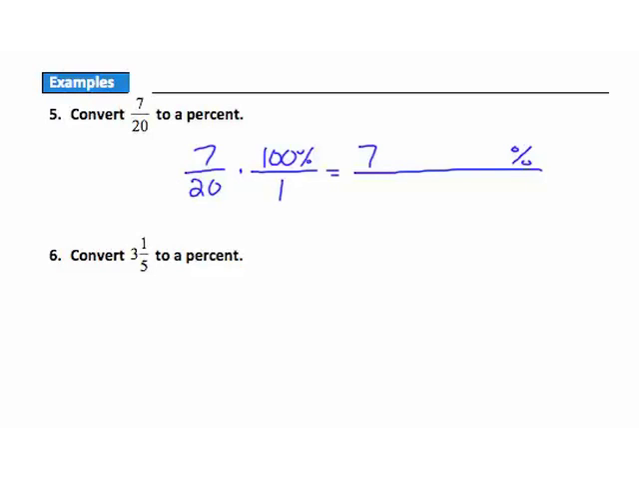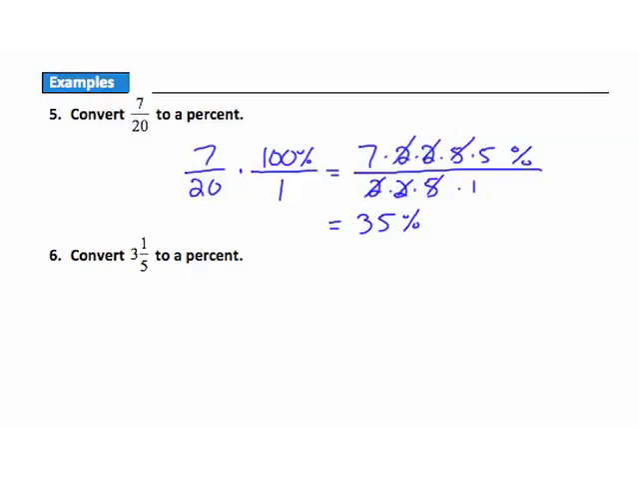7 is prime. 100 is not, and I'm thinking 4 times 25 with 100. Well, 4 is 2 times 2, and 25 is 5 times 5. In the denominator, I have 20, and I'm thinking 4 times 5. 4 is 2 times 2, 5 is prime, and I also have a 1 there. So let's take a look. What kind of common factors do we have? Common factors of 2, another common factor of 2, finally a common factor of 5. So it looks like we're going to get 35% in the numerator and 1 in the denominator. Well, anything over 1 is just that thing, so we get 35%.